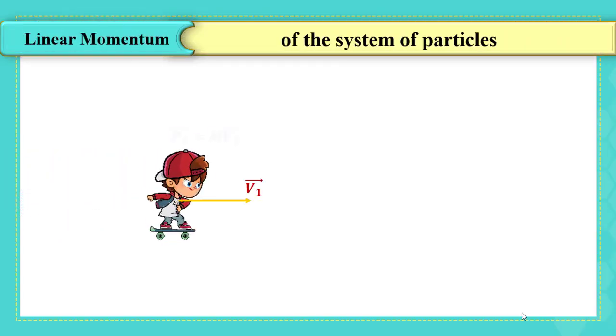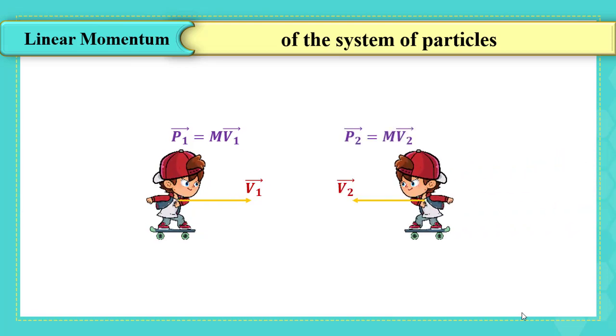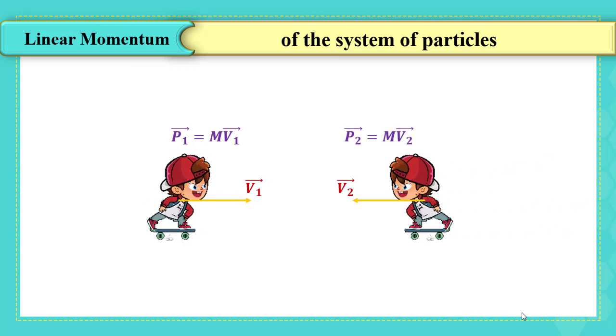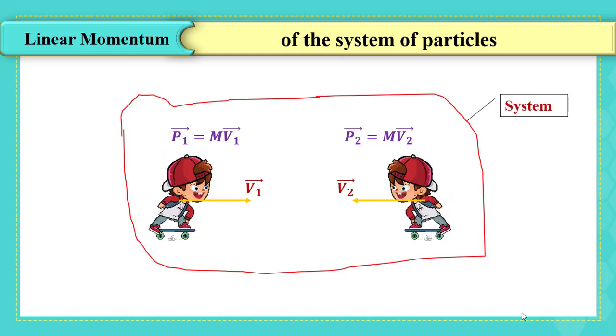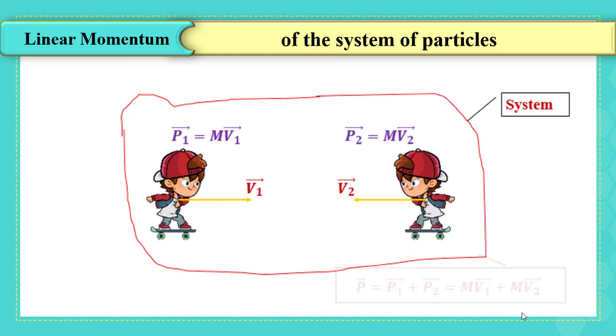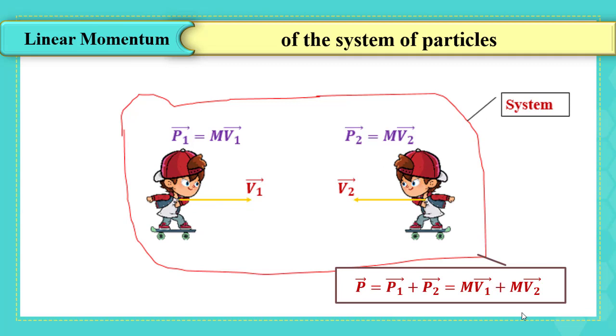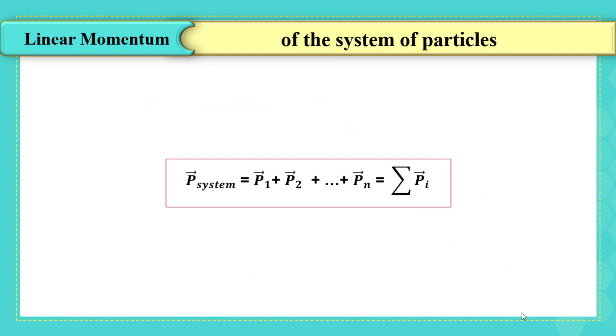Consider a system formed of two particles, respectively of linear momentum P1 vector equals m v1 vector, and P2 equals m v2 vector, and they form one system. The linear momentum of this system is simply the sum of P1 plus P2. If I have more than two particles, we say that the linear momentum of a system is the sum of the linear momentum of each particle.